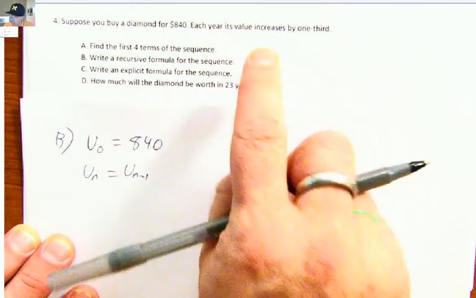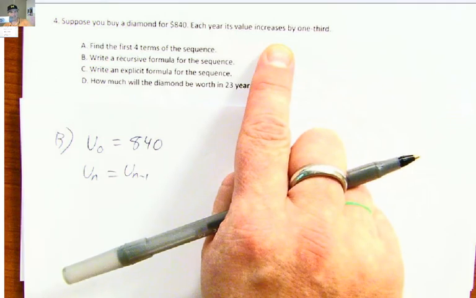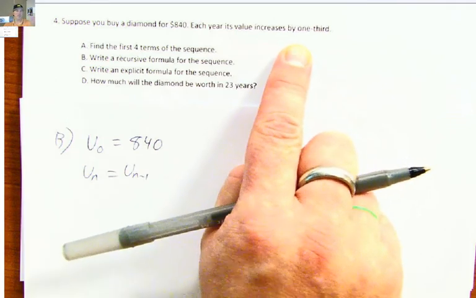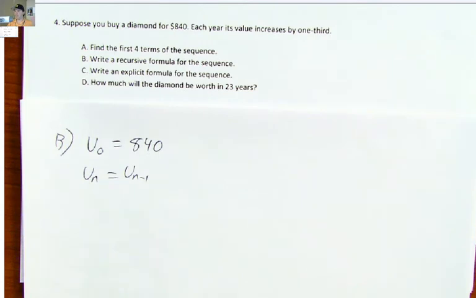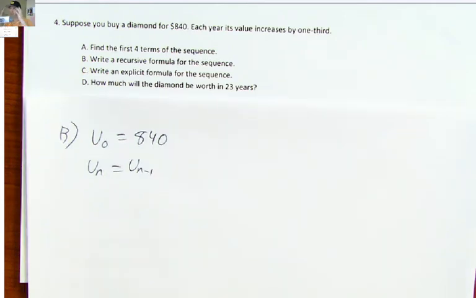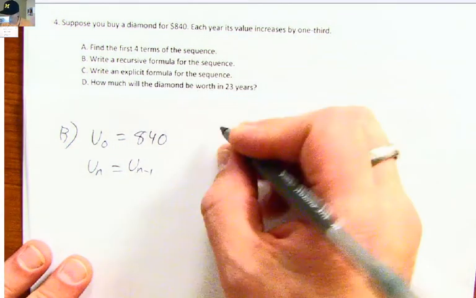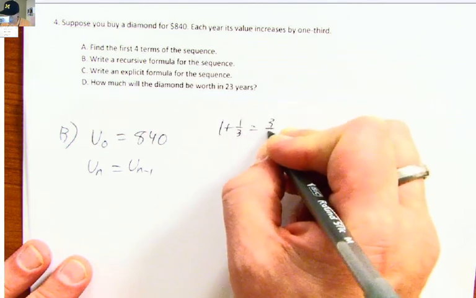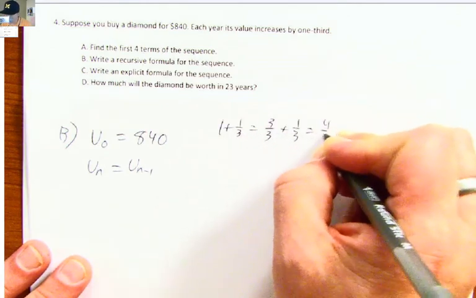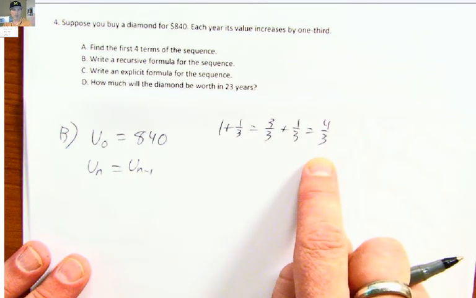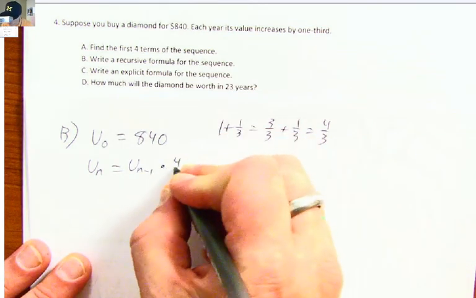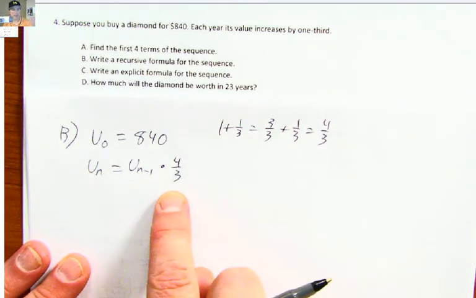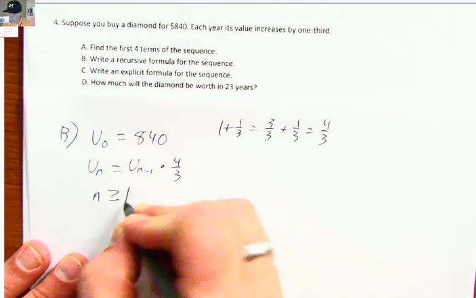Now, to get to this next one, its value increases by 1/3. Well, if its value is currently 100%, adding a third, oh, that's going to be tricky thinking of it as percent. So maybe you should think of it as just a number. If the complete value is 1 and you added a third to that, 1 plus 1/3, or 3/3 plus 1/3, that's equal to 4/3. So if it's increasing by 1/3 its value, that means that you could be multiplying it by 4/3 with n greater than or equal to 1.